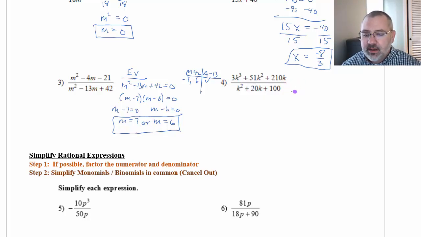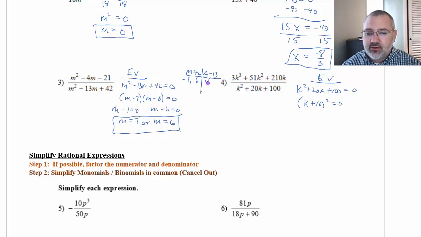One more of these. k squared plus 20k plus 100 equals 0. This is our excluded values whenever the denominator equals 0. And this turns out to be a perfect square trinomial because this is a perfect square, this is a perfect square. We square k here, we square 10 here. So if you multiply 10 times k and double it, we get 20k. So this can actually factor into k plus 10 squared equals 0.